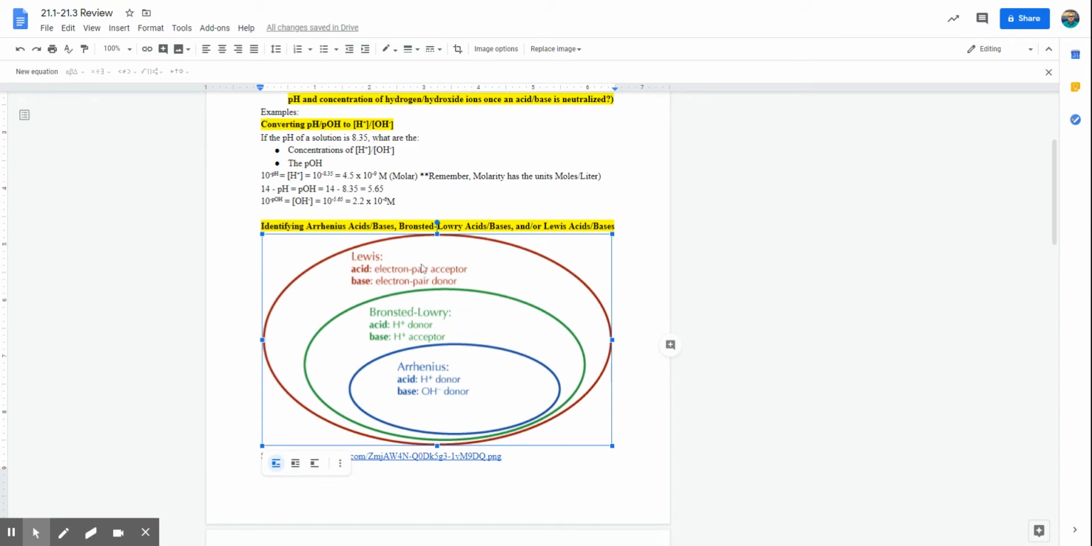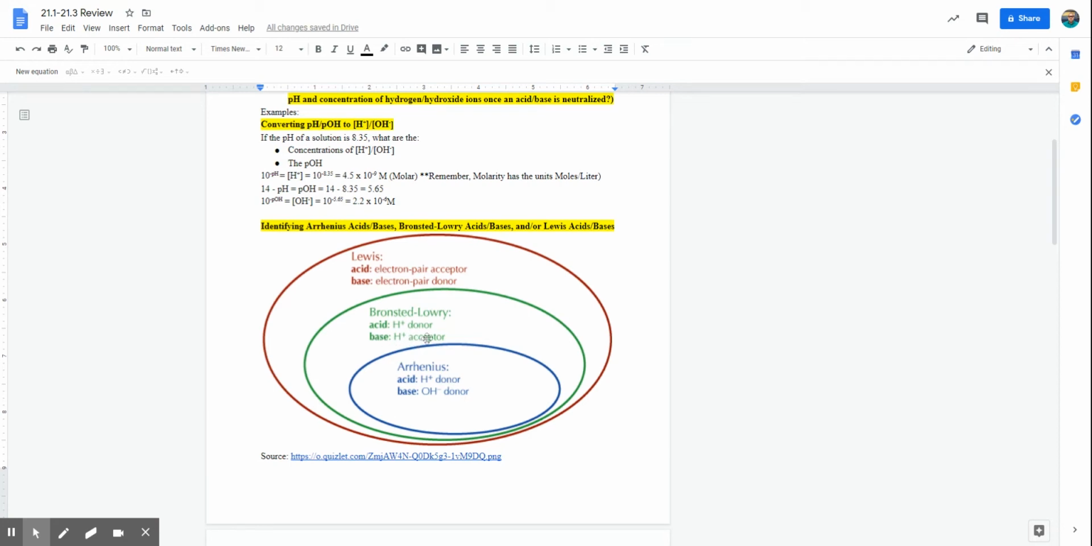The acid is going to be the one that accepts the electron pair, and the base is going to be the electron pair donor. The Bronsted-Lowry is a little bit more direct in that the acid is going to be the H plus donor, and the base is going to be the H plus acceptor. And this is why usually hydrochloric acid has an H in front, and when it reacts, it loses that first H.